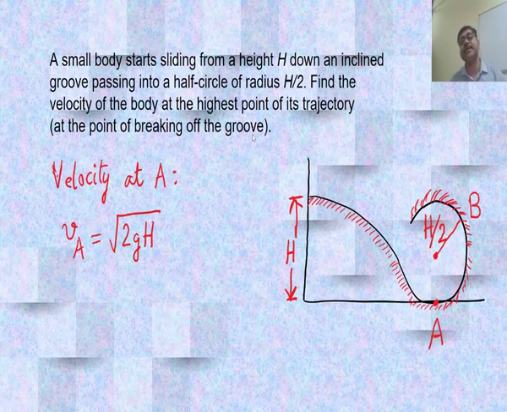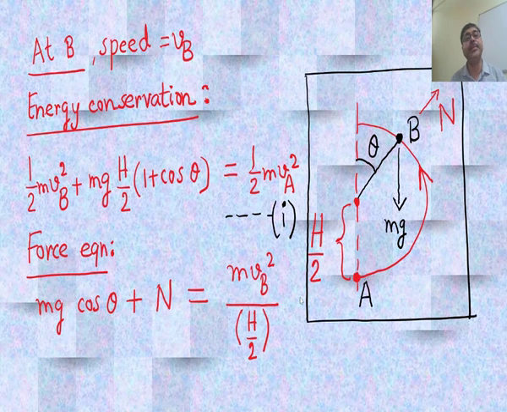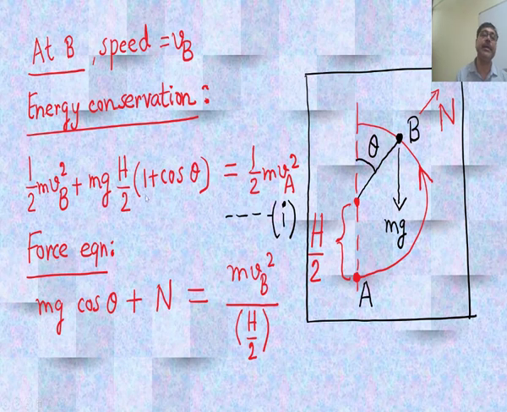So our job is to first calculate what is the velocity at capital A point. It is nothing but square root of 2gH, because the particle must have started from rest and has come down by a height capital H. So at point B, the speed we consider to be small vB. Now consider the energy conservation. Energy conservation says that it is half m vB square, which is the kinetic energy, and also the potential energy is mg H by 2 into 1 plus cosine theta.